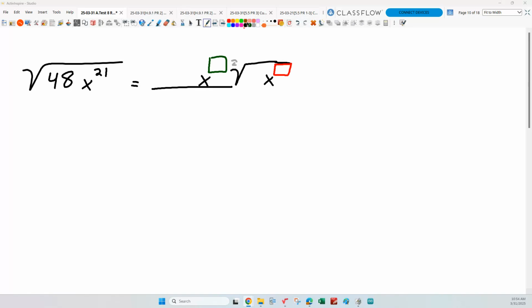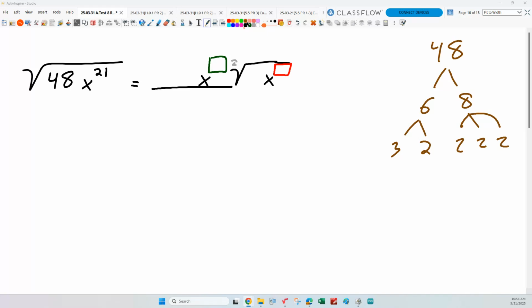So 48, we got to make our tree. What do we get for 48? 6 and 8. 6 and 8 we could do. Okay. 6 breaks up into 3 and 2. 8 breaks up into 4 and 2. And what's the 4 going to break into? 2. So let's cheat. 8's going to break up into 2 and 2 and 2, isn't it?